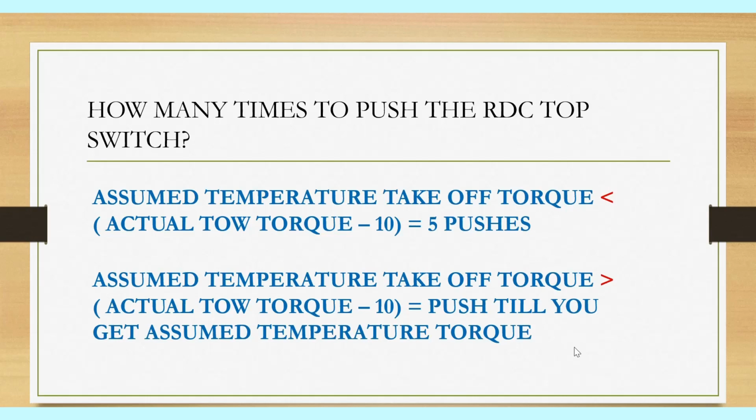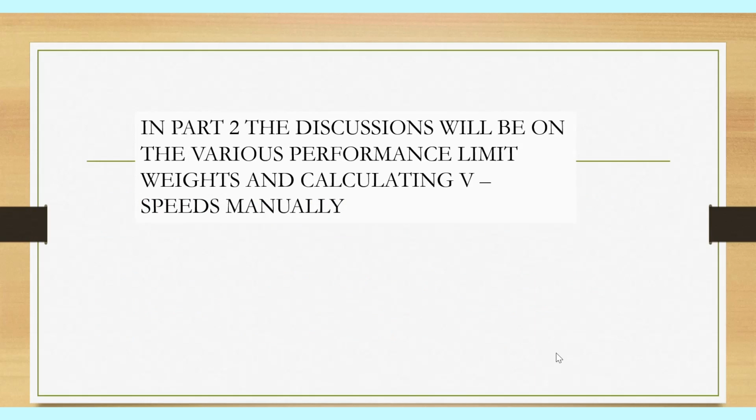Okay, so in part 2, the discussions will be on the various performance limit weights and calculating V speeds manually, which will come in due course.